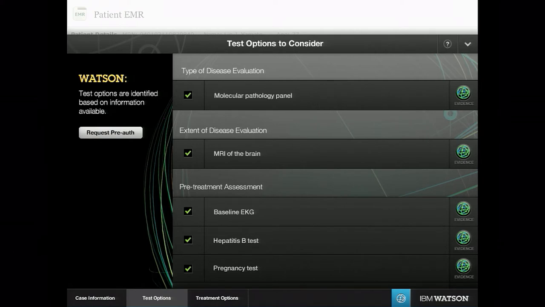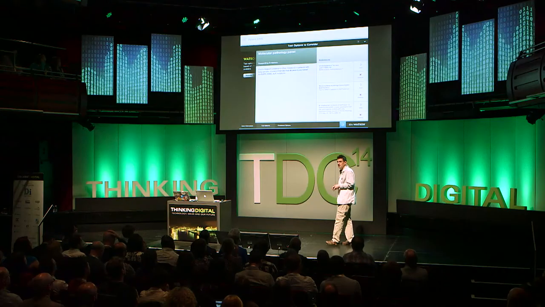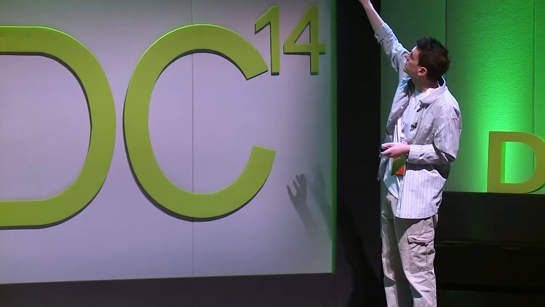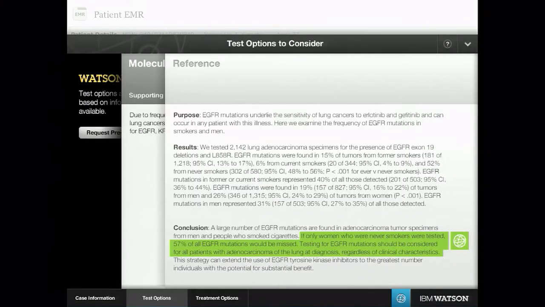It's particularly true here. So if I take that top test, molecular pathology panel, and press the evidence button next to that, Watson brings up a plain English description of its rationale for recommending this test. But more than that, I get this scrolling list on the right of the supporting evidence it considered that led it to make this recommendation. So I've got here some treatment guidelines, some best practice from a cancer center we're working with, a recent journal article, and many more. And if I press the view button next to any of these, Watson brings up the original source material and highlights the passage that it found that it thought was relevant.